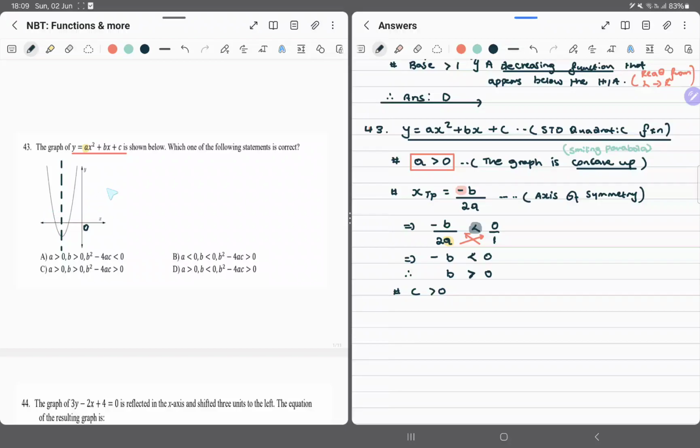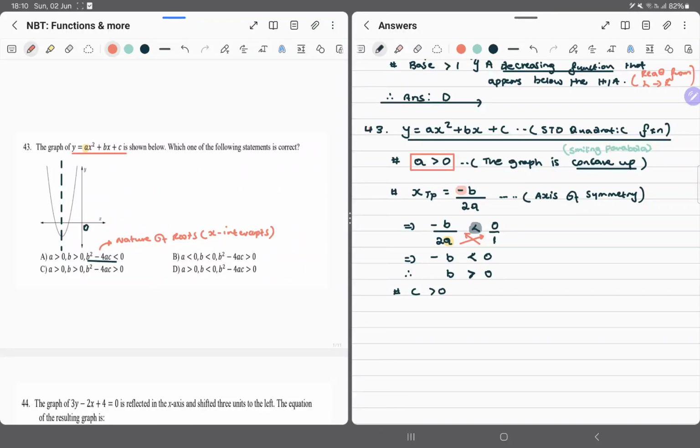So let's answer. We are to pick the correct statement or the correct option here. We appreciated a is greater than 0, yes. b greater than 0, yes. But now this introduces the discriminant. It says the discriminant is less than 0. Is that true? Well, that's not the case, because the discriminant is speaking a language on the nature of roots. Okay? What are roots? These are x-intercepts.